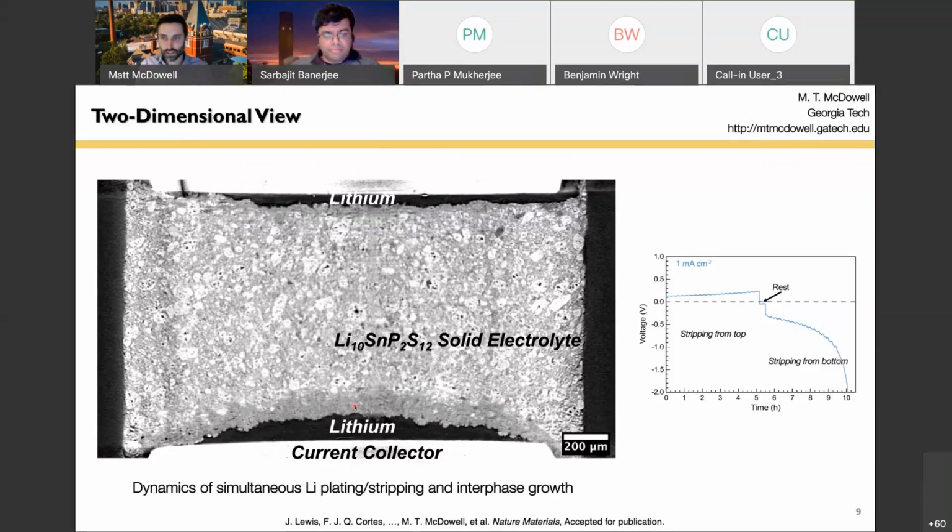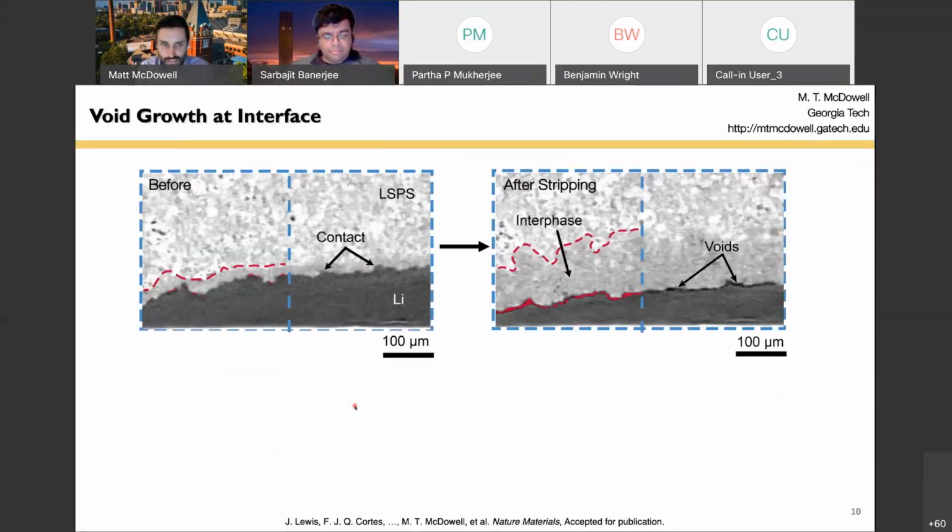So let's look at this in a little more detail. So now I'm zooming into one interface. This is the lithium LSPS interface before any cycling. LSPS is the solid electrolyte. And you can see that the lithium has a darker contrast than the LSPS. This is because lithium is very light. In fact, lithium is generally quite difficult to image with X-ray imaging.